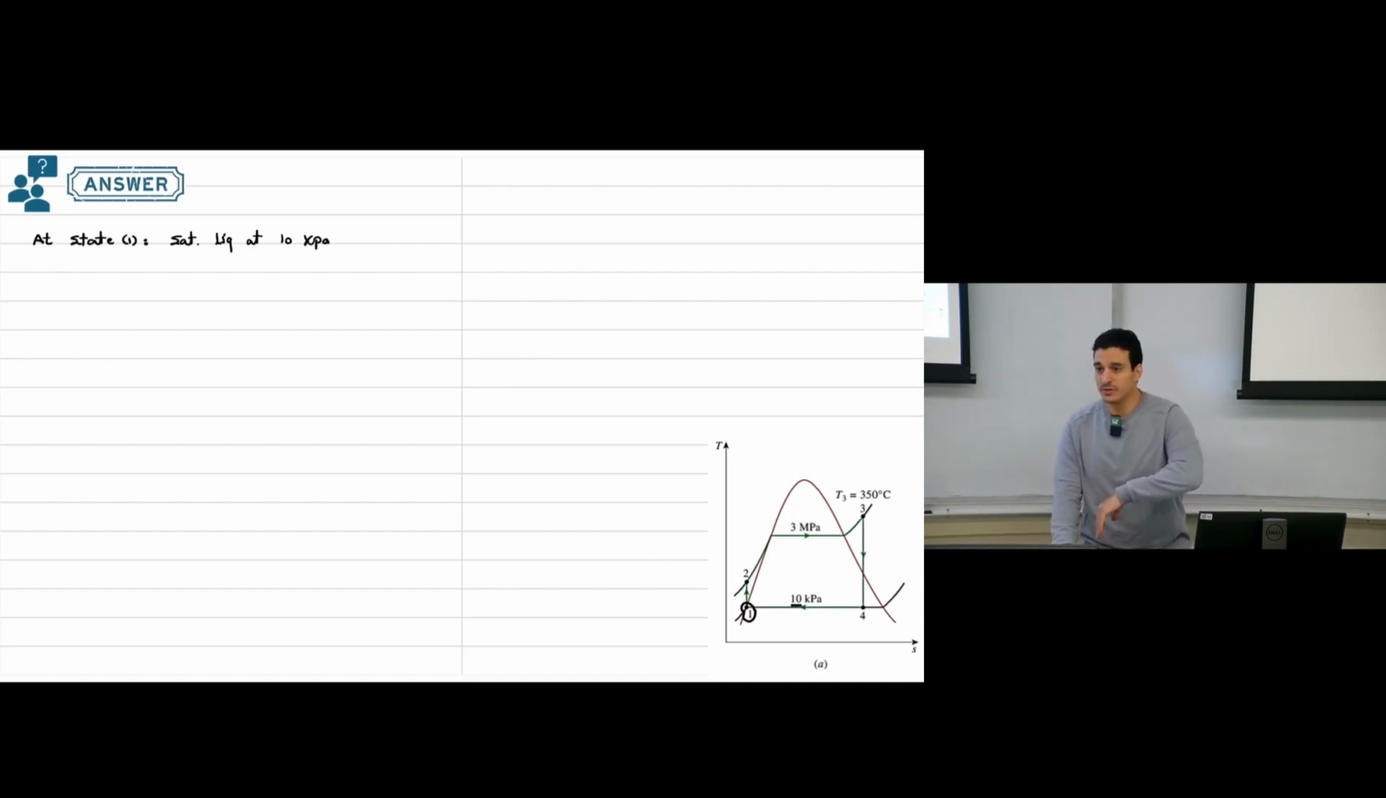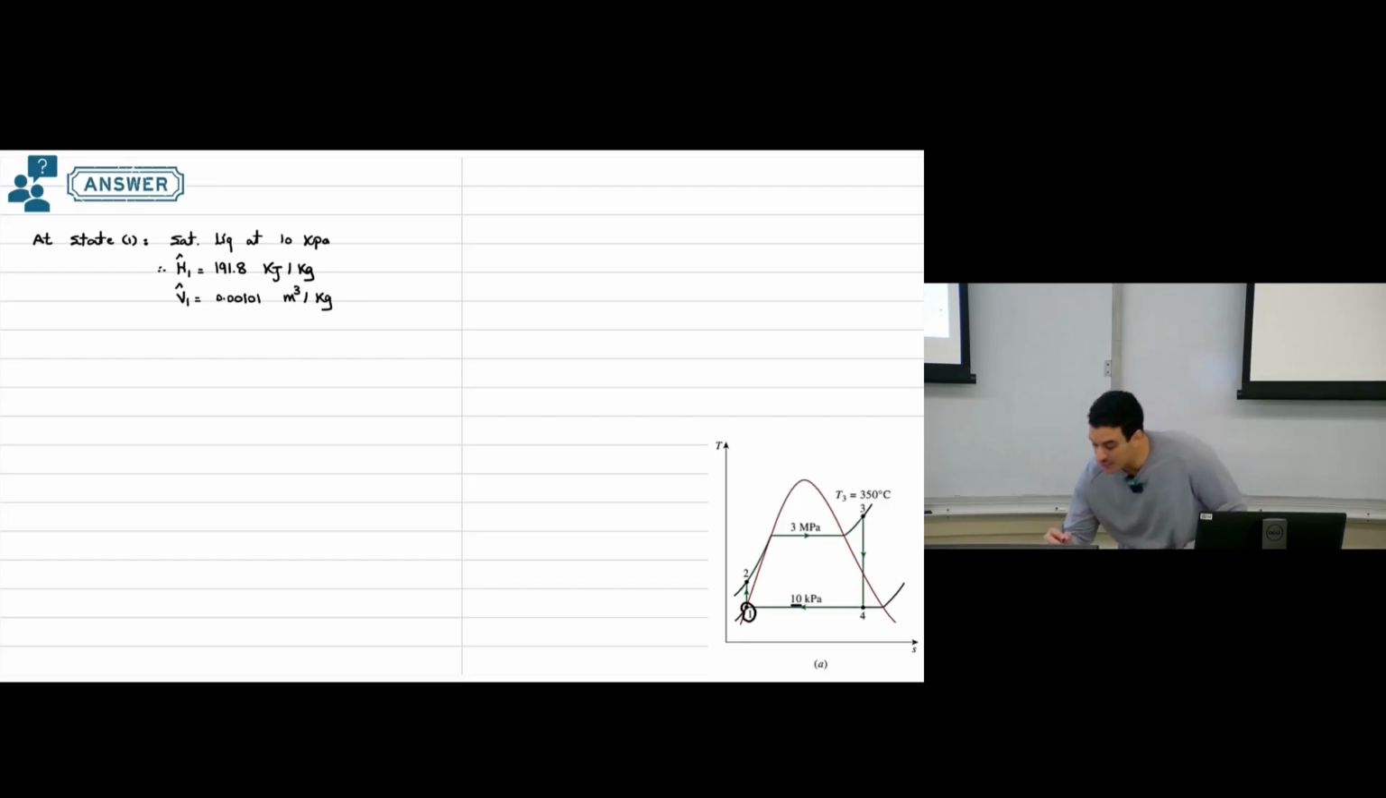Then you can go to the appendix, since this is steam, and you can find enthalpy at this point. So specific enthalpy at point number one, this will be 191.8 kilojoule per kilogram. At this point, find specific volume. Specific volume at point number one, this will be 0.001 meter cube per kilogram.